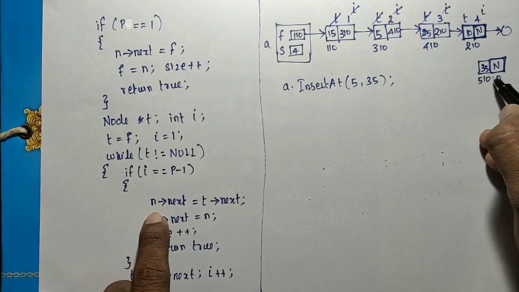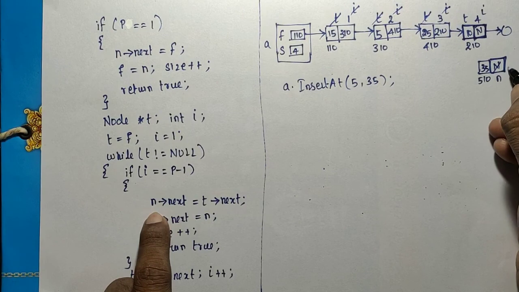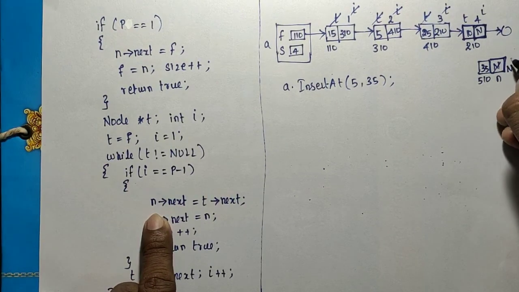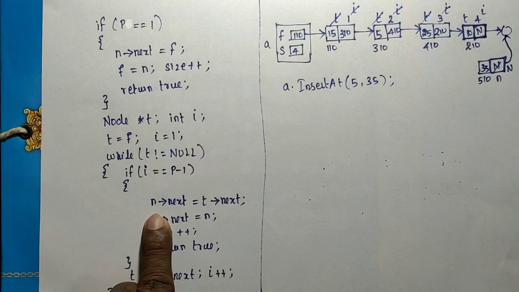That is going to be copied to n of next. n of next means this field. So this will again be changed to null only. Okay, it means that this link will be created like this. Already it is null, so replacing null with null only.